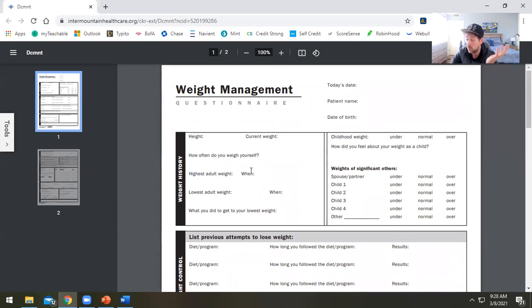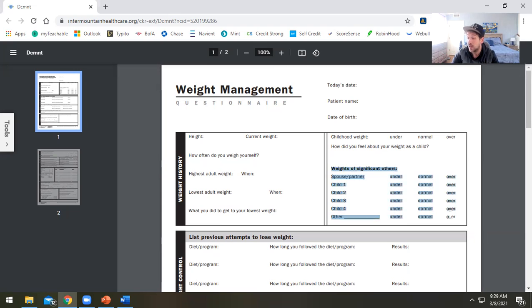What's their highest weight as an adult, and when? What was their lowest weight, and when? And what did they do to get to their lowest weight? If they did something, I want to know. If they say, "Well, I was on the swim team in college and that was when my weight was at its lowest," then it sounds like you probably built a lifestyle around fueling this activity, and when that activity was removed, you didn't know how to adjust your lifestyle accordingly. What was their childhood weight?